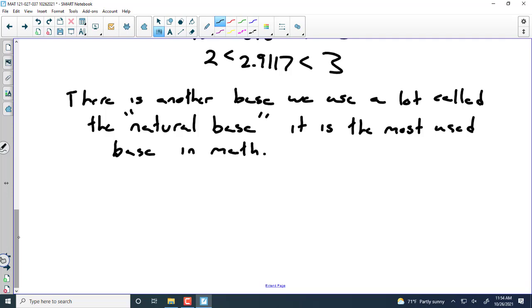I'm going to go out on a limb here and say there's another base we use a lot, and it's called the natural base, and it's actually the base that you're going to use most often in math. You use it even more than base 10. If you keep going on in math, I promise you this is the base you will use most often when you work with logarithms. Does anyone know what base I might be talking about? E. Yeah, it's E.